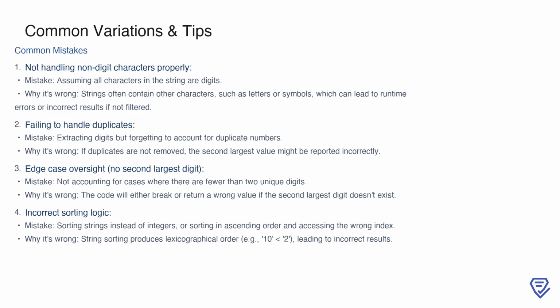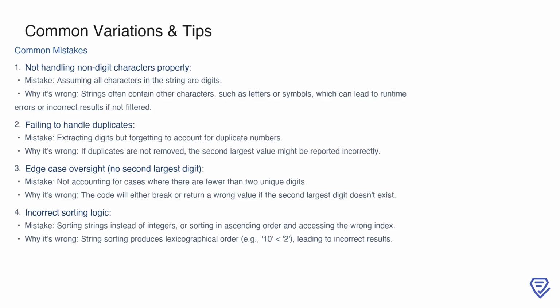When solving this problem, there are a few common mistakes to watch out for. First, not handling non-digit characters properly can create issues. If you assume the string contains only digits, symbols or letters in the input could cause runtime errors or lead to incorrect results. Always filter out anything that's not a digit. Another frequent mistake is failing to handle duplicate digits. For instance, if the string contains multiple occurrences of the same number, forgetting to remove duplicates might result in an incorrect value for the second largest digit.